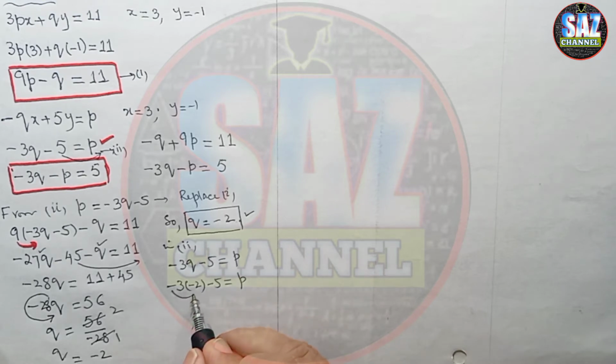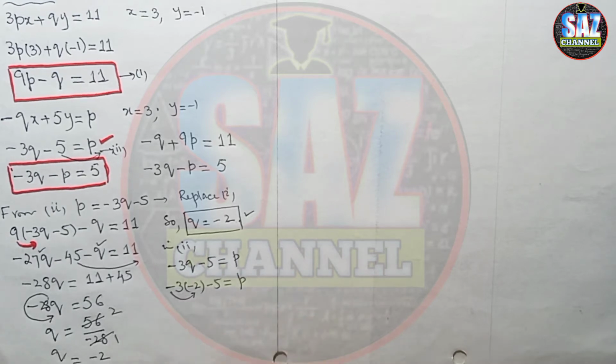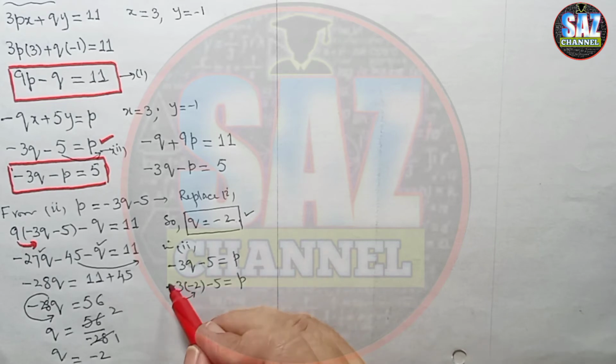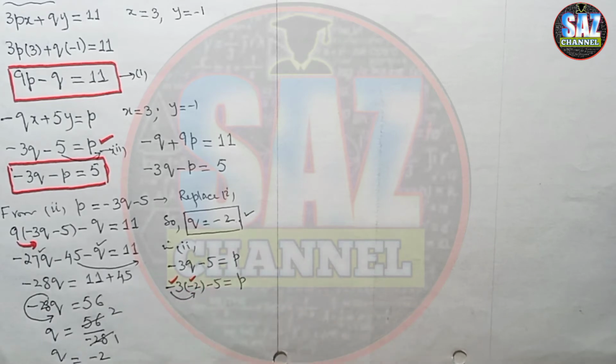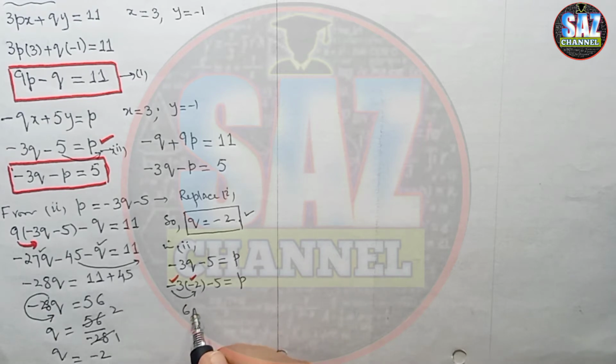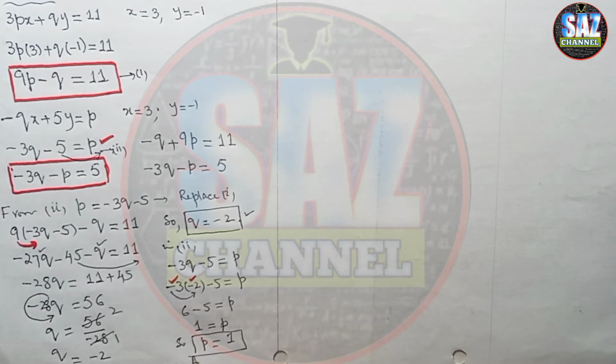3 times 2 is 6, and negative sign multiplied by negative sign, do not forget the rule of integers, this will become positive 6. Positive 6 minus 5 equals p, or 6 minus 5 is 1, which is equal to p. So the value of p is 1. So the requirement of the question was to find the values of p and q.